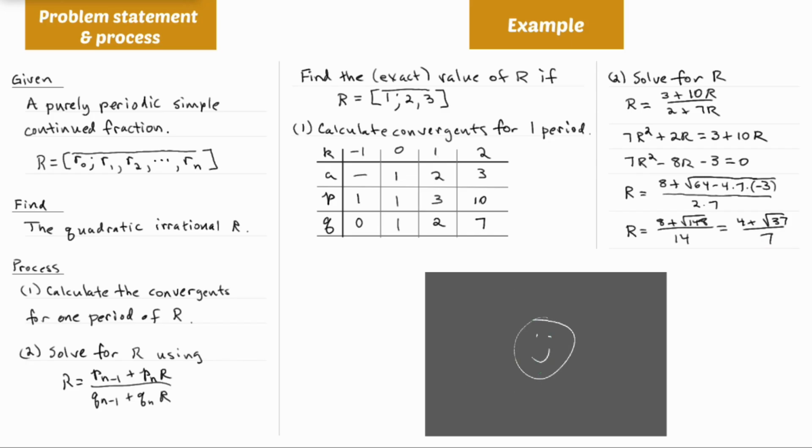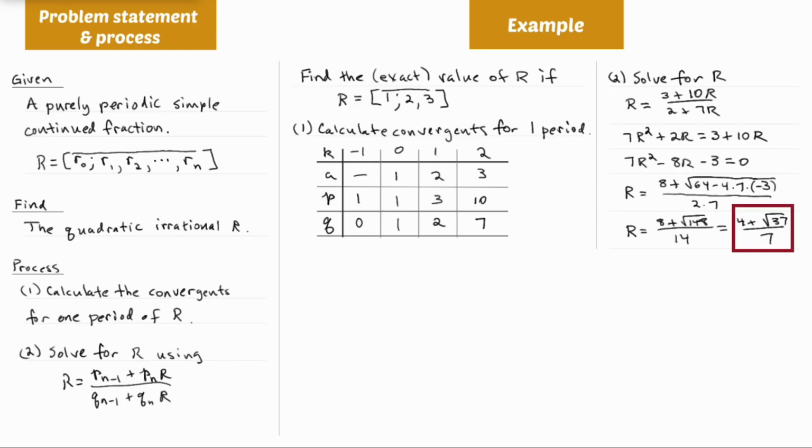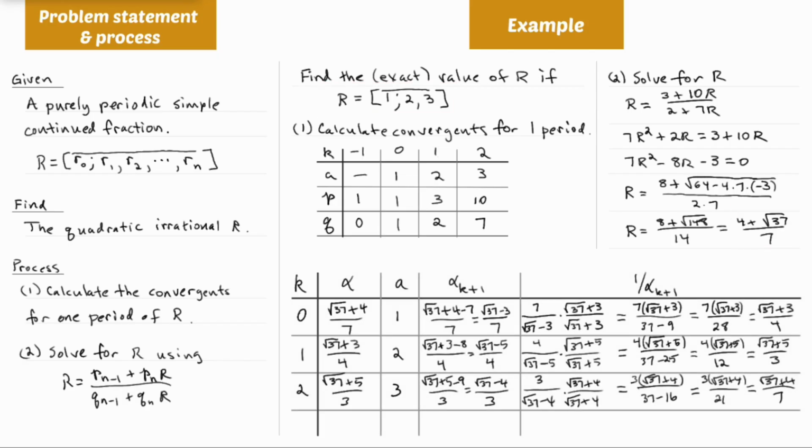To be completely sure though, what we can do is take the solution, 4 plus the square root of 37 over 7, and expand it back into a simple continued fraction. The result should be this: 1, 2, 3, repeating. I won't go through the process step by step, but here is what the result looks like. I encourage you to try to do this, and watch this other video, if necessary, about expanding expressions with square roots like this. One important thing to notice is you start with the solution here in the row for k equals 0. And the values of a that we obtain are 1, 2, and 3. These match the sequence in the purely periodic simple continued fraction.